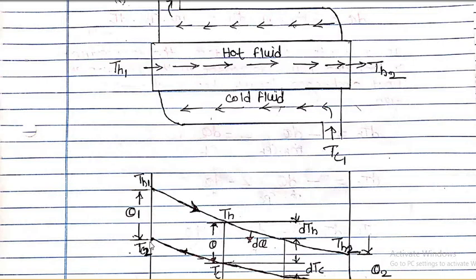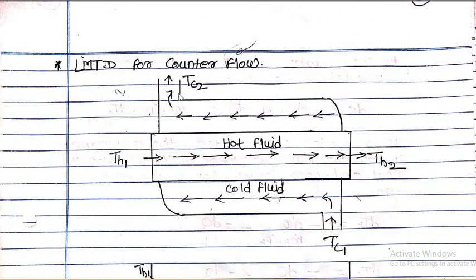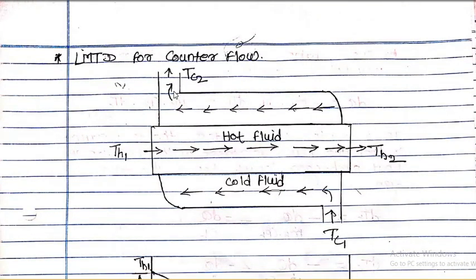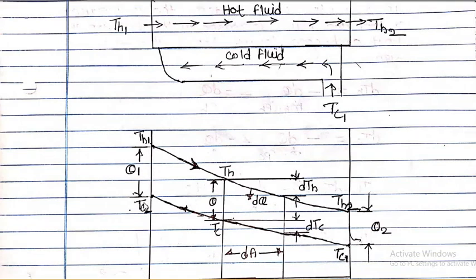On the same side the cold fluid exit is there, so TC2 we have placed over here, on that same side only. So theta1 will be the temperature difference of the hot fluid entry temperature and the cold fluid exit temperature. Remember this point: the hot fluid entry temperature, or inlet temperature, and the cold fluid outlet temperature give θ1 in case of a counter flow heat exchanger.